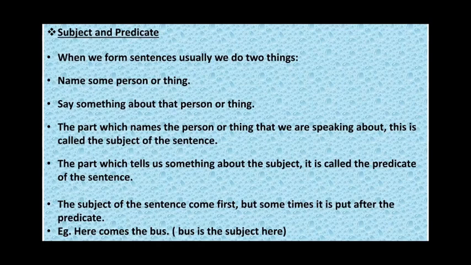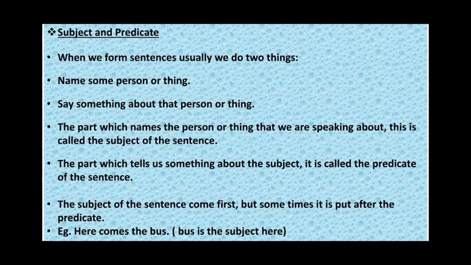The subject of the sentence comes first most of the times, but sometimes it is put after the predicate. For example, here comes the bus. So in this sentence, bus is the subject. So you can see in this sentence, predicate is first, that is here comes, and bus is the subject which has come after the predicate.